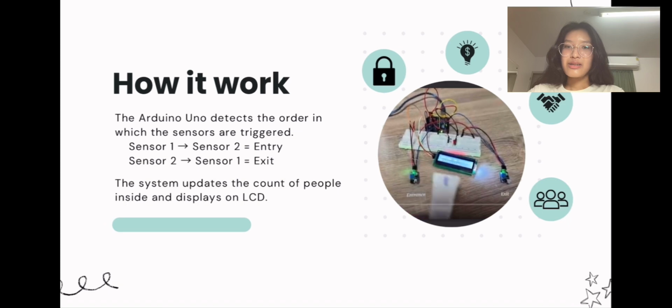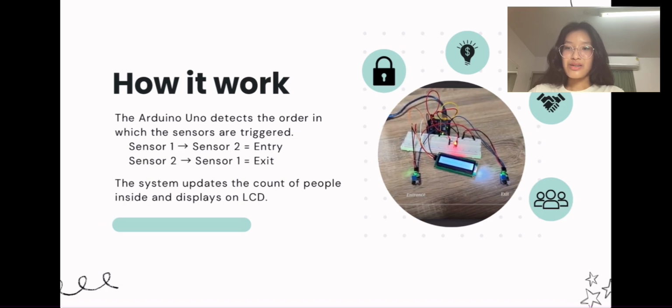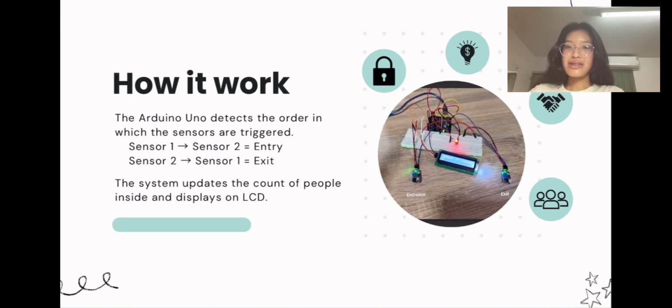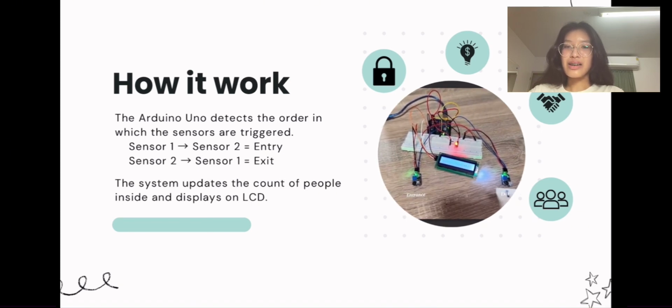How does it work? The bidirectional visitor counter uses two IR sensors at the entrance. The Arduino Uno detects the sequence in which the sensors are triggered. If the first sensor is triggered before the second, it's counted as an entry. The system increments the count. If the second is triggered first, it's counted as an exit. The system decreases the count. The system updates the count of people inside in real time, displaying it on the LCD display.